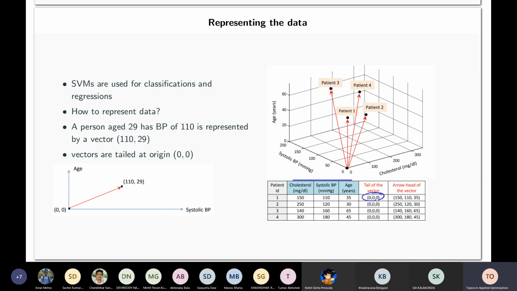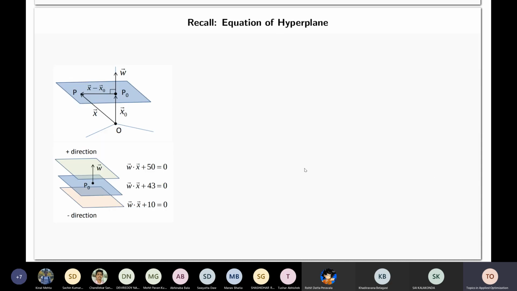The tail of the vector is always at the origin. I have been saying this from the beginning. And the arrowhead in this case is at 150, 110, and 35. So that's how we represent the data.